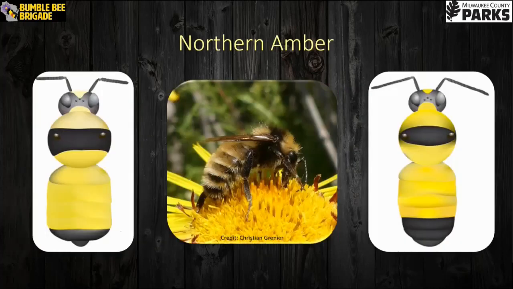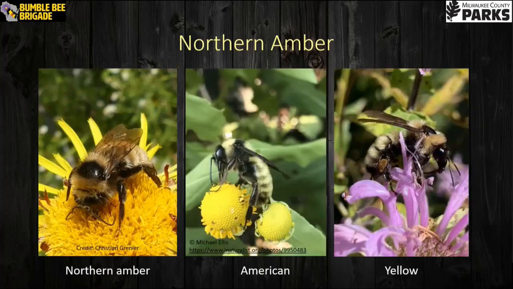Northern ambers for males and females will have a yellow face and a yellow vertex. They'll have a broad black band along the thorax, and the majority of their abdominal segments will be yellow, with the bottom couple or few being black. Look for the yellow face and vertex to distinguish this species from the American and yellow bumblebees.